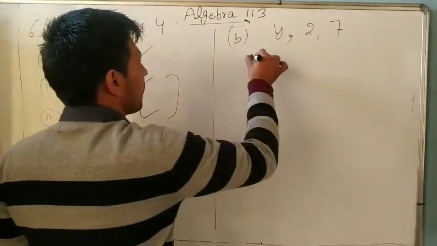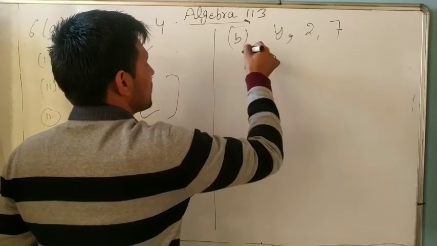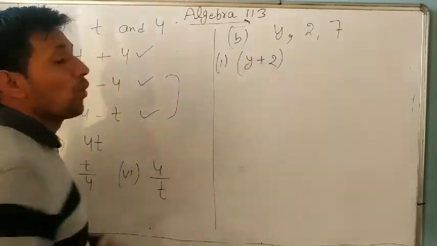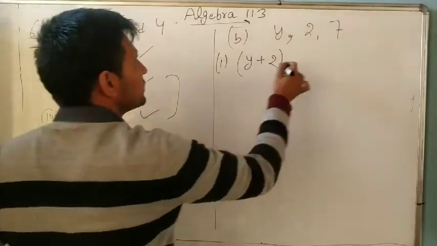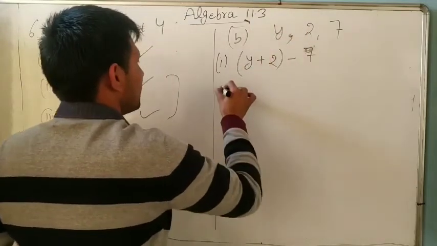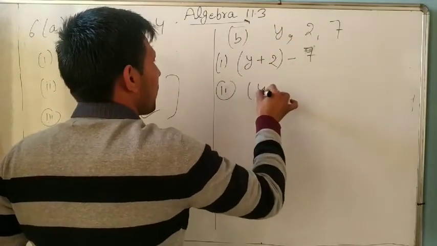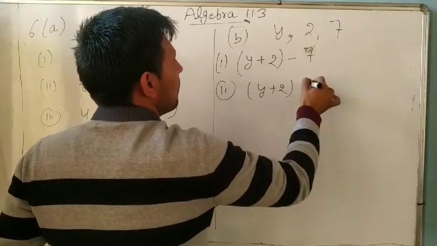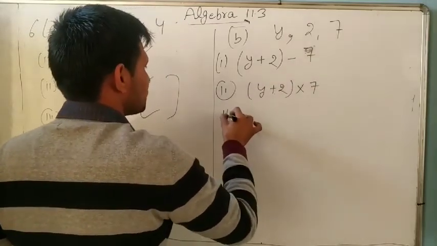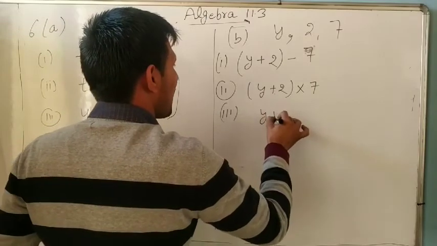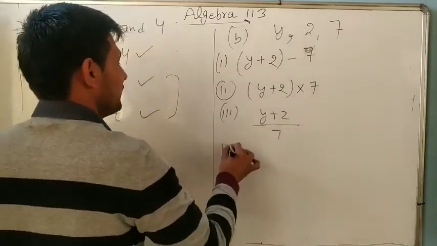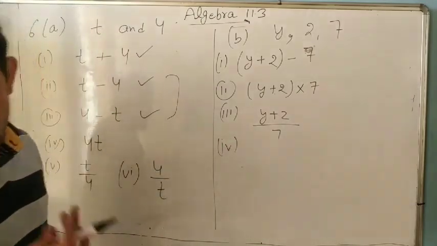So like y plus 2. So y is present, yes. First part, and both operations are different. One is addition, the other is minus 7, you can write. Next you can write y plus 2, now one is addition, next is multiplication. Third is y plus 2 divided by 7. Yes. Fourth, what can you write?